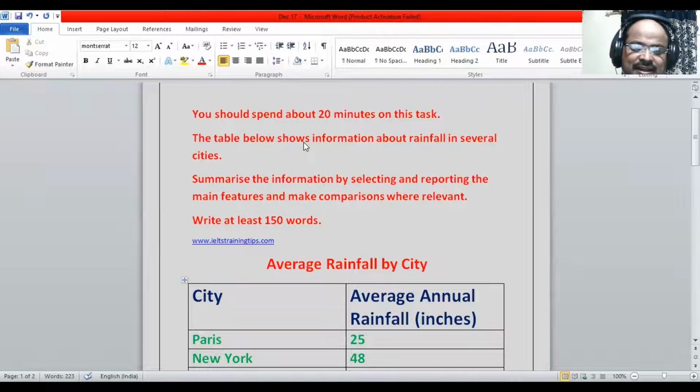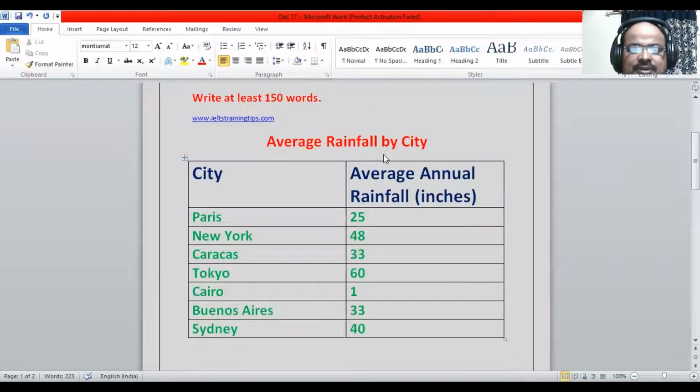Today we are going to see a table which shows the information about the rainfall in several cities. So you can see the table, it's a very simple table. Average rainfall by city is the title. We do have on one side city names, Paris, New York, Caracas, Tokyo, Cairo, Buenos Aires, Sydney. The average annual rainfall in inches is given in this part.